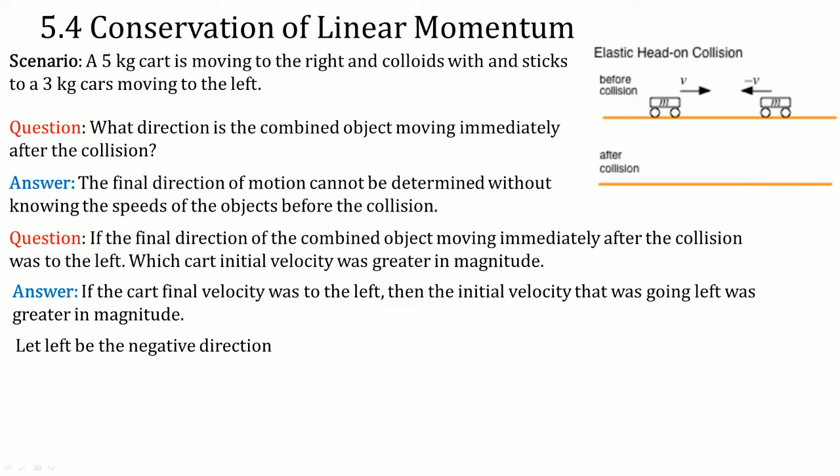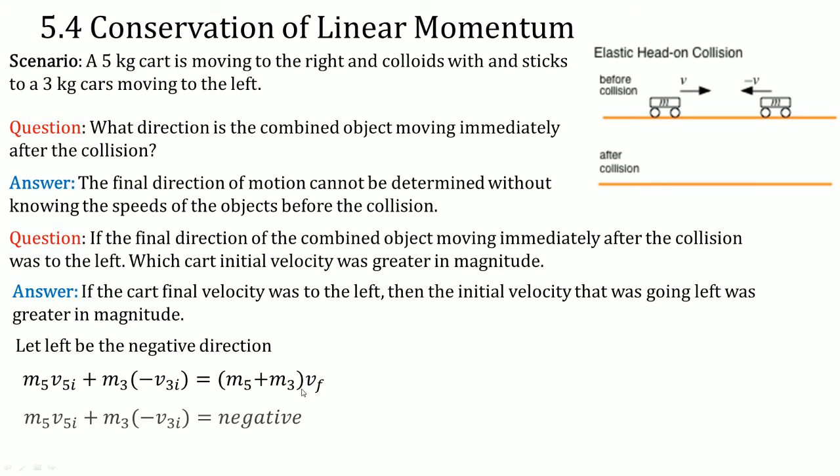Let left be the negative direction. Here's the equation with the subscripts for each cart, and notice it's a minus v3i. But notice the right hand side here is going to be negative because we said it's going to go to the left. For it to be negative, that means everything on the bottom side is going to be less than 0. That should make sense, right? For it to be equal and negative, that means it's less than 0.